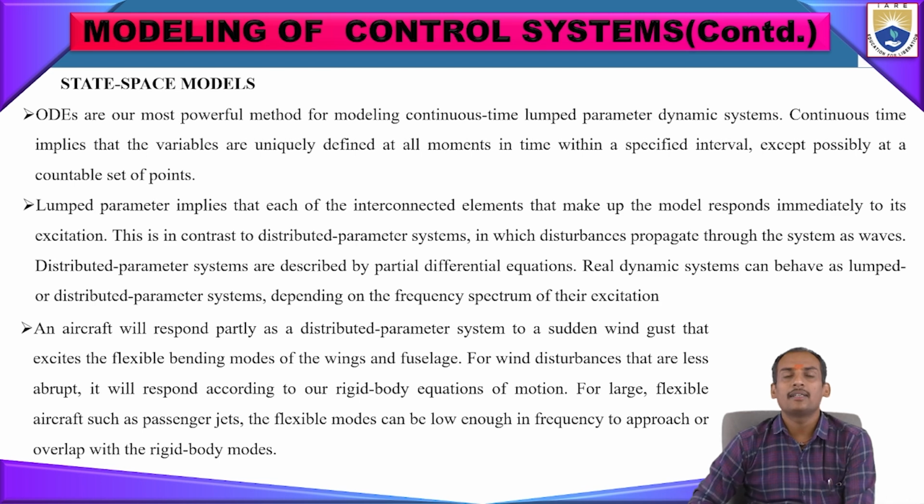This is in contrast to the distributed parameter system, in which the disturbances propagate through the system as waves only. The distributed parameter systems can generally be described by partial differential equations only. So a real dynamic system can be a lumped or a distributed parameter system, depending upon the frequency spectrum of the excitation only. Like you see here, the lumped systems depend upon the lumped parameter system.